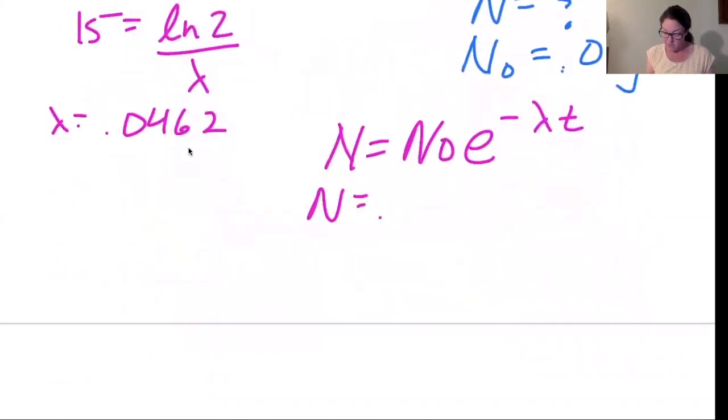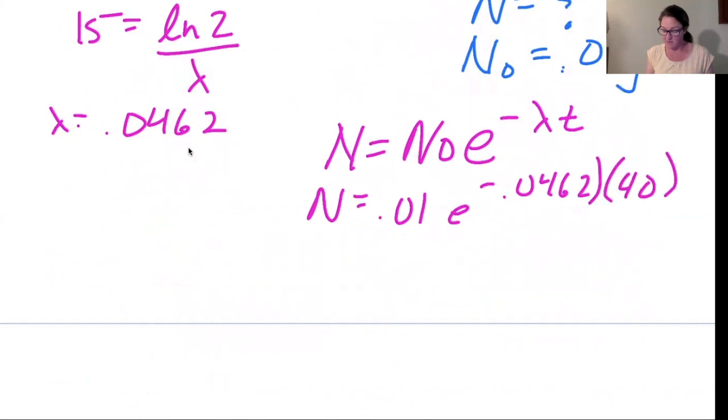Now we can do N equals N naught e to the negative lambda t. N equals 0.01 e to the negative 0.0462 times the 40 hours that we allowed this to decay for. So this answer times 40, e to the negative that, times 0.01 tells me that we have remaining 0.0016 grams.